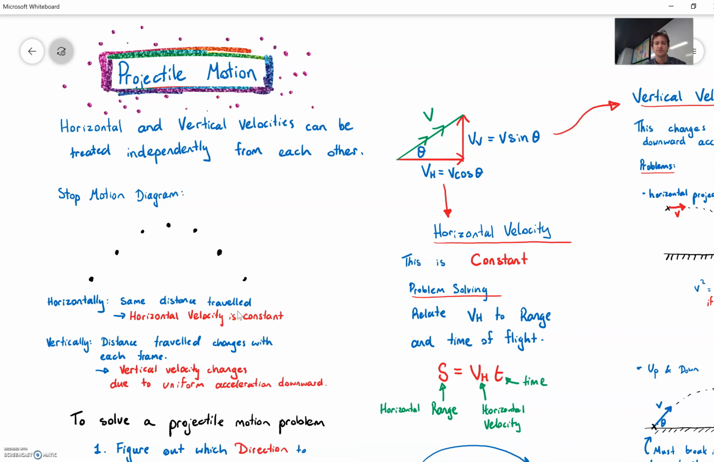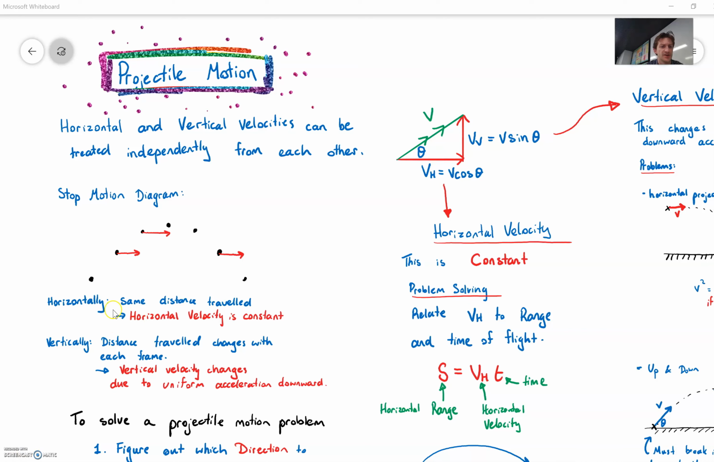A question you might be asked would be to draw vectors that represent different components of the velocity on a stop motion diagram like this one. So if you're drawing, say, horizontal components, the horizontal component of the velocity is always going to be constant. So we could draw arrows like this to represent the horizontal velocity, as long as they're the same size and direction, because the horizontal velocity is always the same. And typically we draw them going from left to right.